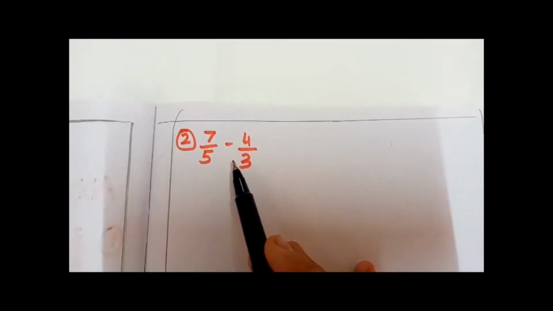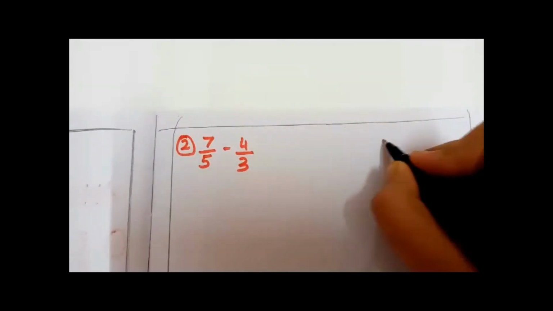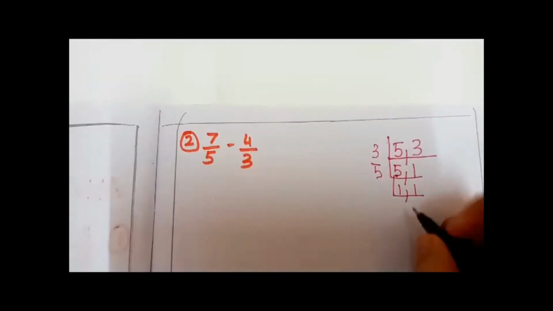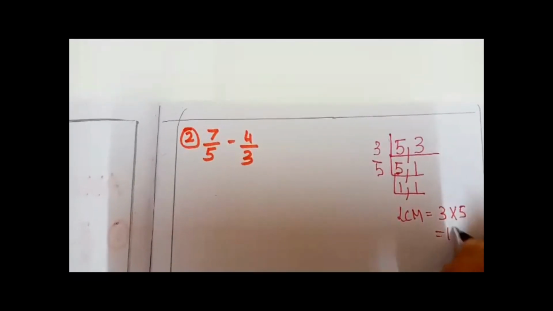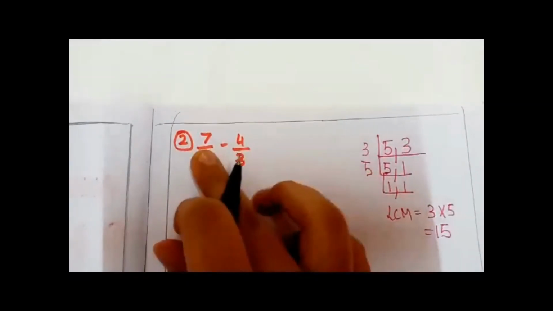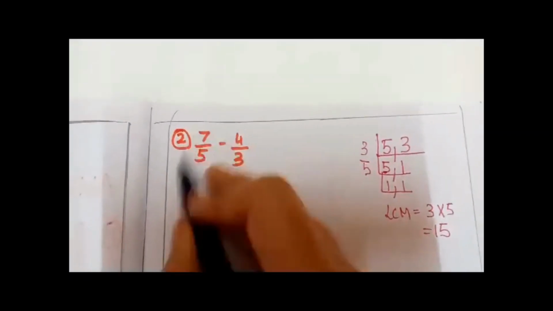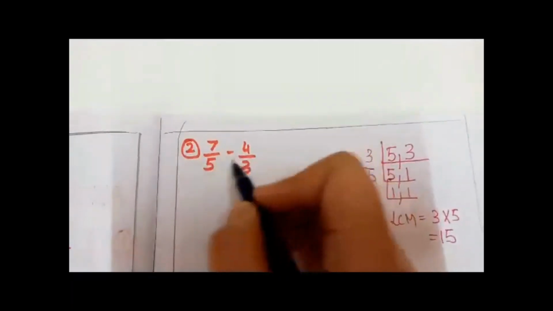So as we did for addition of unlike fractions, we took out the LCM. Same way we'll be taking out the LCM for these two numbers and multiply. Now let's see the LCM of 5 and 3. It has no common factor, so we'll write 3 first. 5 and 1 and 5, 1 and 1. So the LCM is equal to 3 into 5, which is equal to 15. So our common multiple of 5 and 3 is 15.